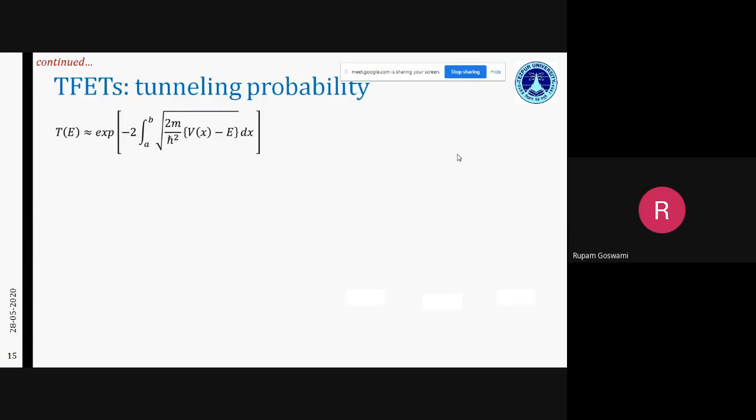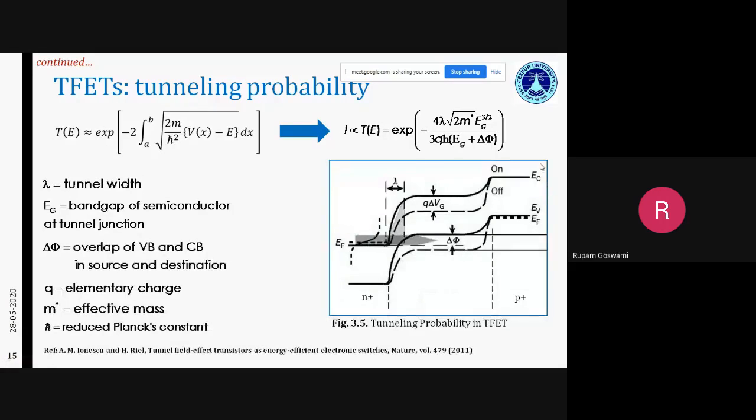And if you consider a triangular barrier, you will find that the tunneling probability will appear something like this, what you see on the right hand side of the expression. So this particular expression on the right hand side of the arrow is the general expression for tunneling probability in any tunneling device or TFETs.